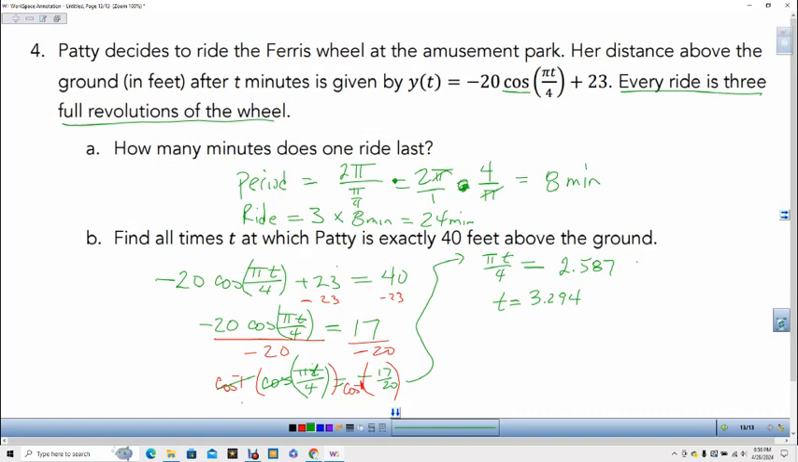All right, so there is one time. There's time 1. But remember, we talked about the fact that there's going to be 4 different times. Here's where you're going to run into problems. If you go and try to take this t and add to it, you're going to run into problems.